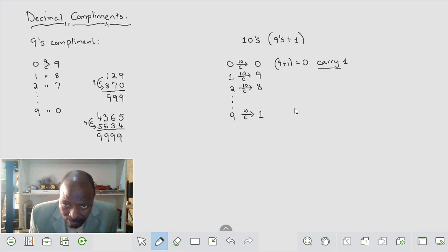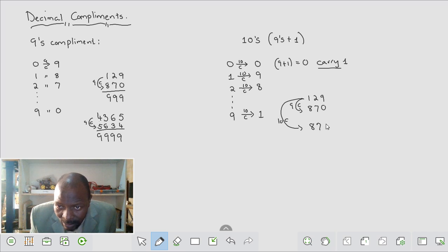Right. Now, let's take the two examples that we used previously. We said 1, 2, 9, and 9's complement was 8, 7, 0. I can even do it without checking. But let's say now, what about 10's complement? We know it's going to be 9's complement plus 1, which therefore is 8, 7, 1. Because 870 plus 1 will give us 871.